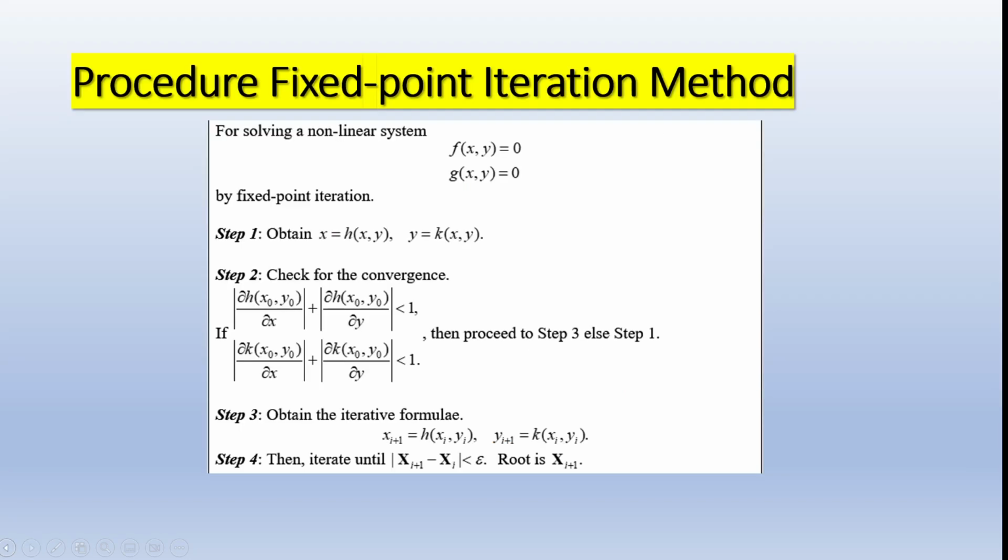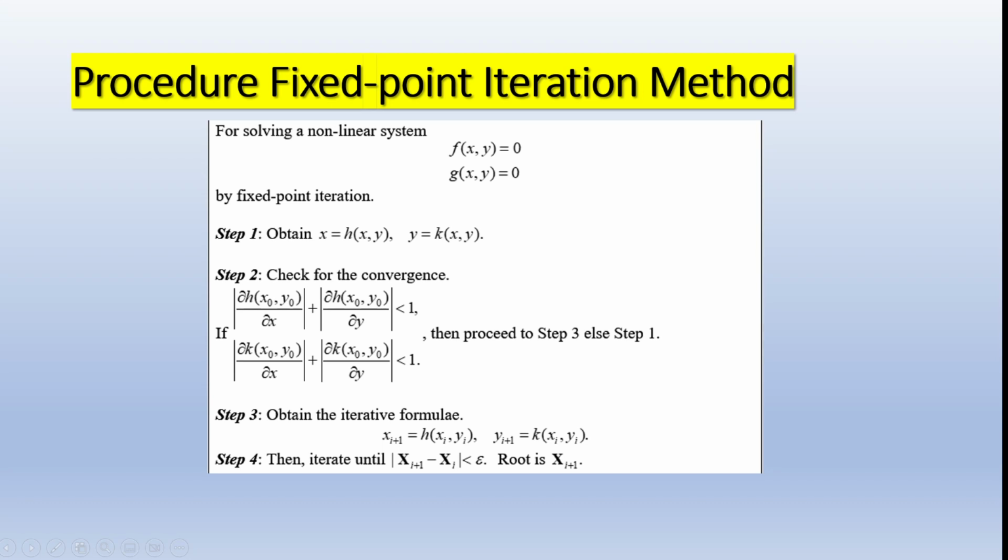That's why, as we said, you have a nonlinear system. First step, you express x as a new function, let's say h(x,y). If you express x from the first equation, then you express y from the second equation, or the other way round, so y is a function k(x,y). Second step, you check for the convergence. But sometimes if you don't check, you may directly plug into Excel.